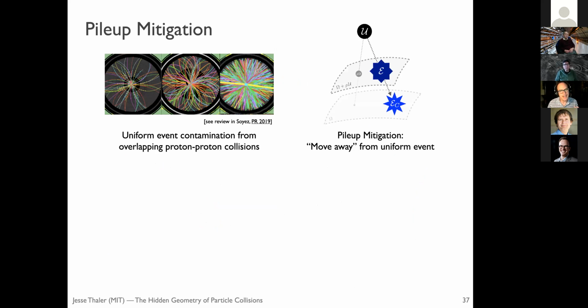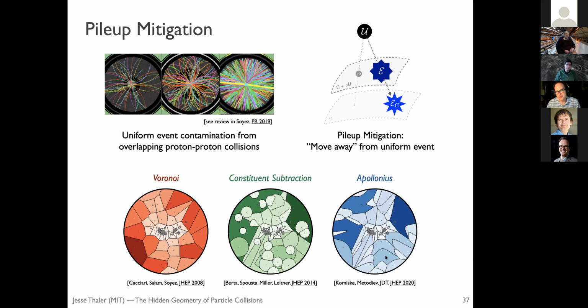Roughly speaking, pileup mitigation is when you have multiple proton-proton collisions per bunch crossing, and you get uniform contamination. So what you can do to remove that uniform contamination is start off with your contaminated event, find the uniform configuration, and then follow a geodesic away from the uniform configuration in order to get a cleaned up configuration. That gives rise to beautiful geometric drawings that I'm not going to explain in the interest of time. But this particular data analysis strategy also has a geometric meaning.